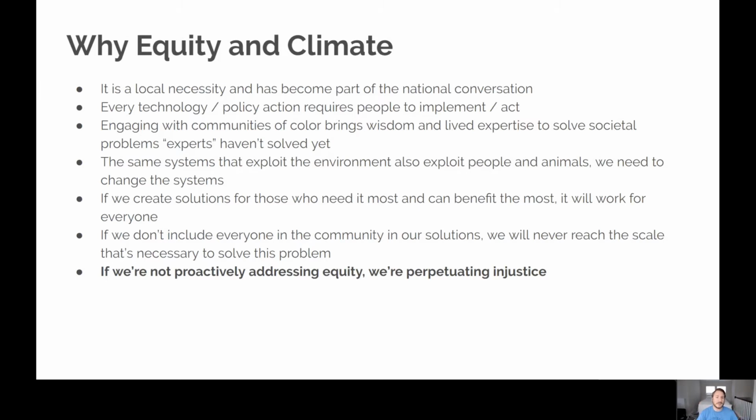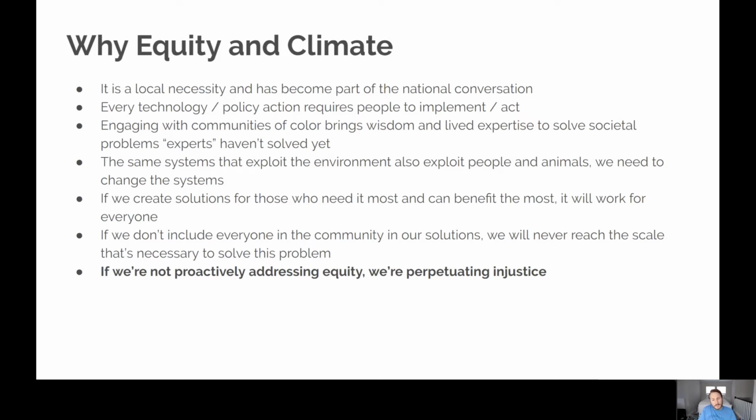By including this in our planning process, we really think that if we create solutions for those who need it most and can benefit the most from these changes, it's going to work for everyone. And really, I think this is a lesson learned from the first plan that we created. If we don't include everyone in these solutions, we're never going to reach the scale to solve this problem. We're talking about full-scale energy and transportation changeovers in our city, in our state, in our country. And you can't do that by only including part of the population, or only people with money, or only white people. That's not going to get us to solve this problem.